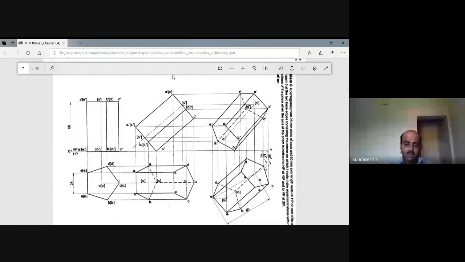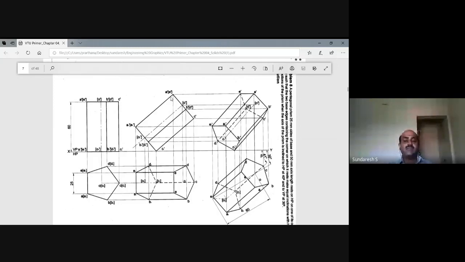So you are observing the solid in this position from the front direction. When you see from this direction, the complete top face is visible. The top face is a pentagon, right? The pentagon is A, B, C, D, E. The top face is completely visible in the front view. So the top face should be shown as a continuous line.